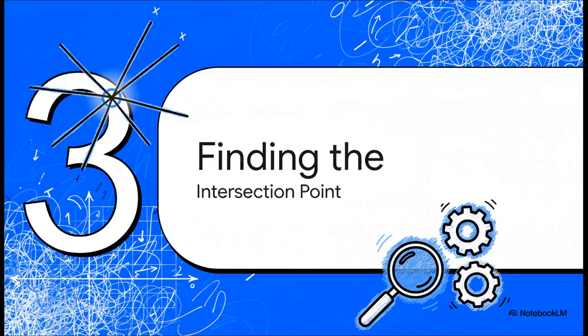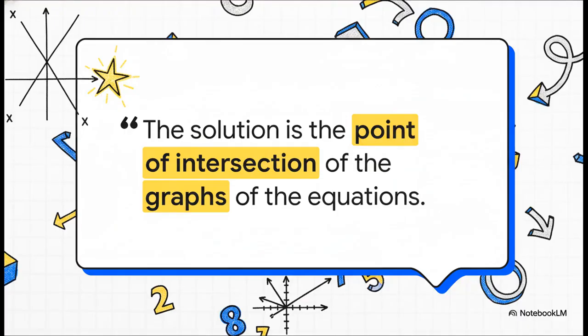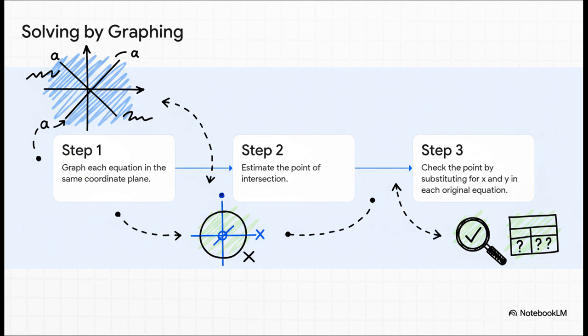Let's actually find the solution ourselves, and we're going to do it just by drawing a picture. And here it is. This is the big aha moment. The solution to a system of linear equations is just the point where their graphs intersect. That's it. That xy point we've been testing, it's literally just the address of the exact spot where the two lines cross over each other. So how do we do it? It's a simple 3-step plan.